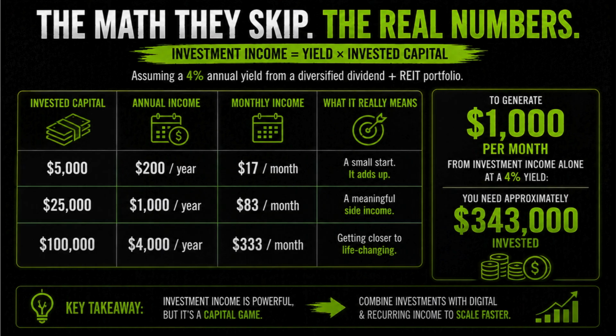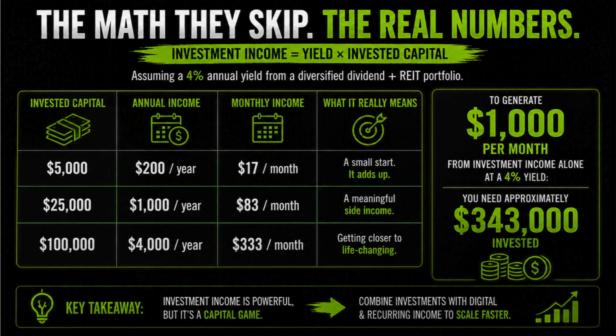Here's a quick reality check. Here's the math that most passive income investment content skips. Investment income is a function of yield applied to invested capital. At a 4% annual yield, a realistic figure for a diversified dividend and REIT portfolio, here's what different capital levels actually produce. $5,000 invested produces $200 per year, $17 per month.